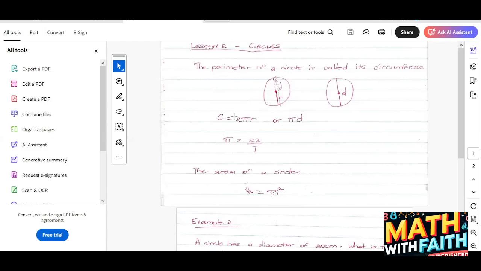So those are two ways. If you're given the diameter, you can calculate the circumference by saying pi d, pi times the diameter. And if you're given the radius, you can calculate the circumference by saying 2 pi times the radius, right? And again, as I said, pi is equal to 22 over 7, which is 3.14 and some other numbers, right? So that's 22 over 7 to be exact.